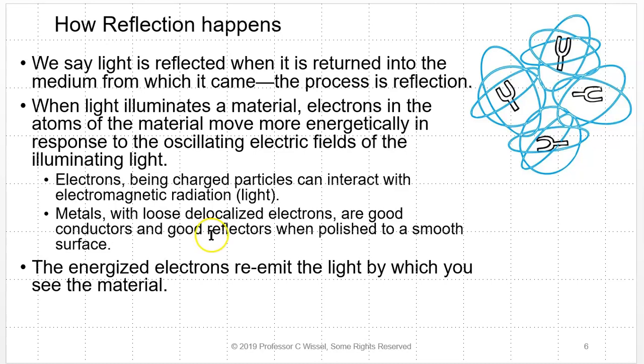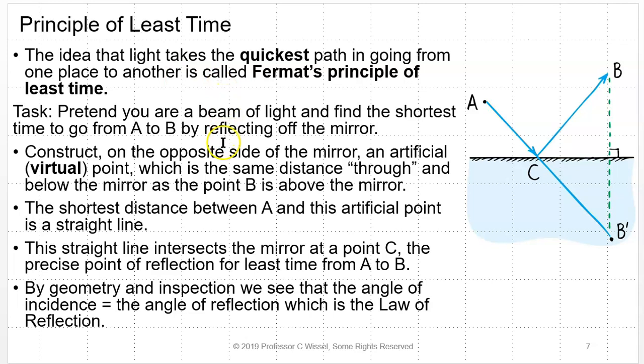This is why they're good reflectors when you polish them to a smooth surface. Of course, the energized electrons just re-emit the light by which you see the material. Now, there's something called the principle of least time. It's sort of like me when I commute into work or commute home. I always try to pick the path that takes the least amount of time. And light does the same thing.